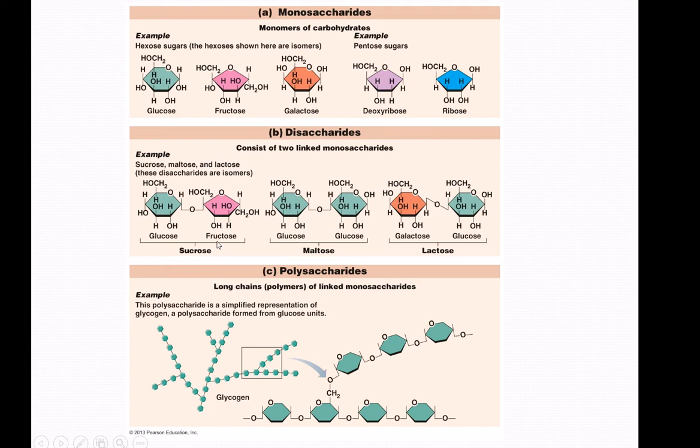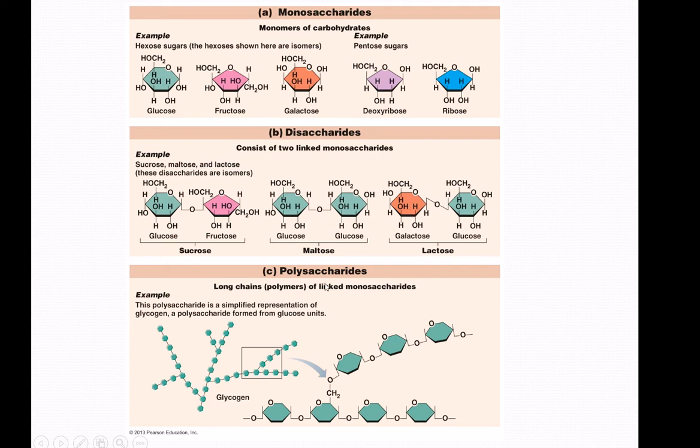Disaccharides are 2 linked monosaccharides. The one that you may be most familiar with, table sugar, sucrose, is a molecule of glucose linked to a molecule of fructose. We also have maltose. So when you get malted milk, for instance, it's 2 glucose molecules that have been linked. And then lactose, which is in milk, which some people are intolerant to, is galactose and glucose.